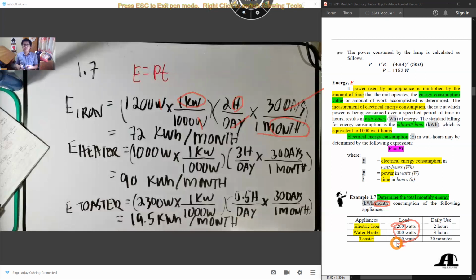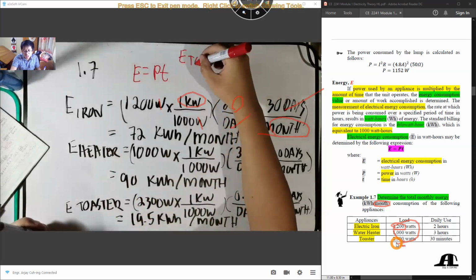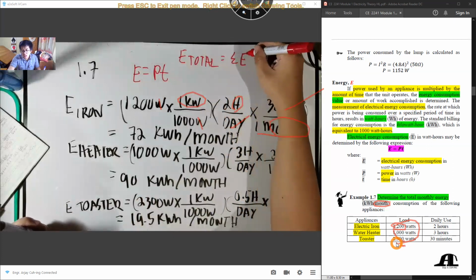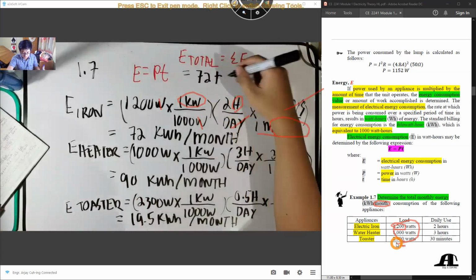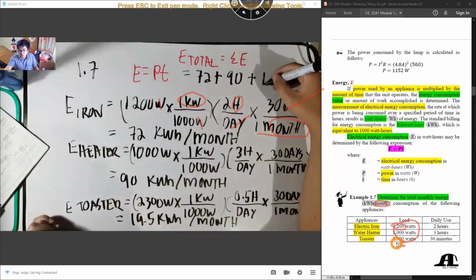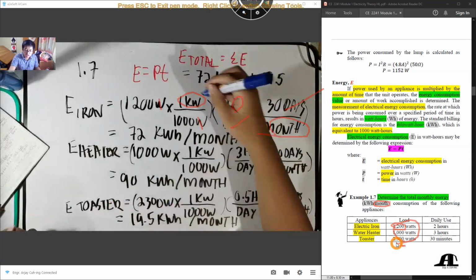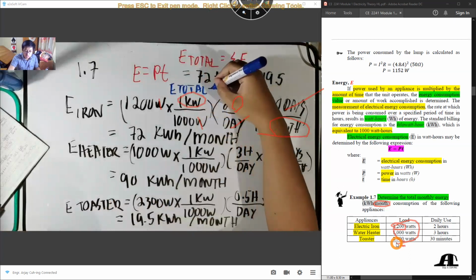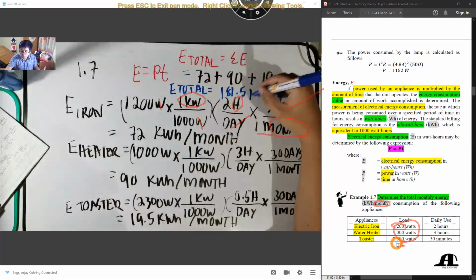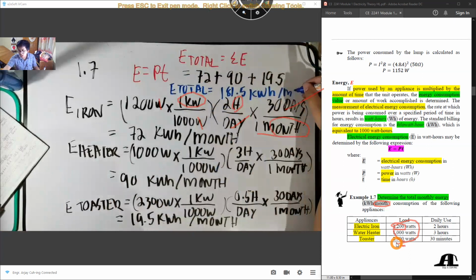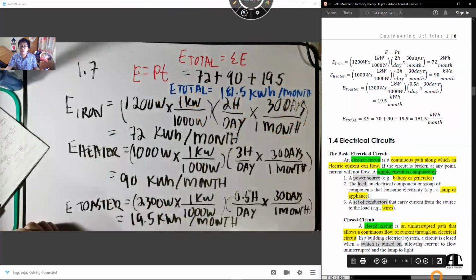Kung titignan nyo, para makuha natin yung total monthly energy, or yung tinatawag natin na E total, i-add lang natin lahat ng E. So meron tayong 72, plus yung sa heater na 90, plus yung sa toaster na 19.5. So E total is equal to 72 plus 90 plus 19.5, meron tayong 181.5. Ang unit natin ay kilowatt hour per month. Yan na yung sagot. Okay? Check natin yung sagot. Tama yung sagot natin.